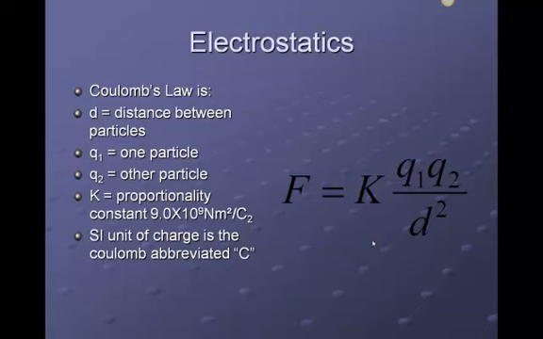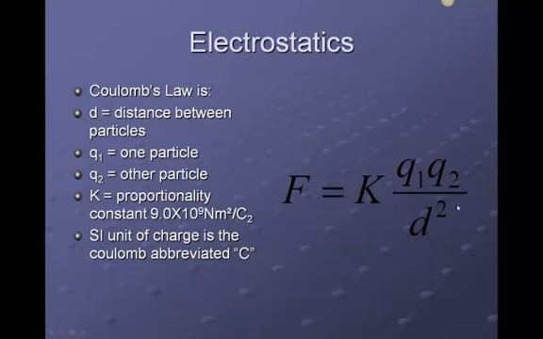It's called the proportionality constant, or 9.0 times 10 to the 9th Newton meter squared divided by coulombs. That should be squared, not to the bottom power there. That's our k. The q's are charges. So you have a new variable now, this q. It's a charge, it's one of the particles, and the unit is a coulomb, abbreviated with a C.